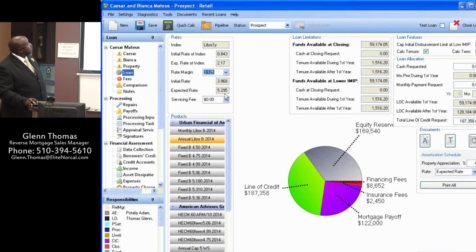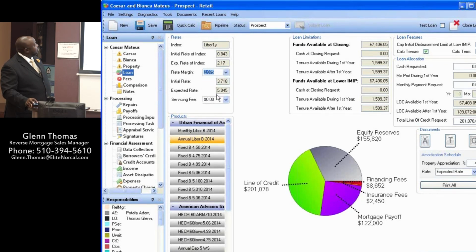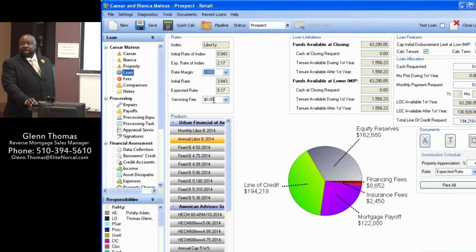and their expected rate is 5.29, you see that's over the 5.06. Let me see if I can get something right by that 5.06. Okay, you see how this is? Even at 2.87, they're still getting a maximum cash amount. But if I take them here, it took $7,000 from them.